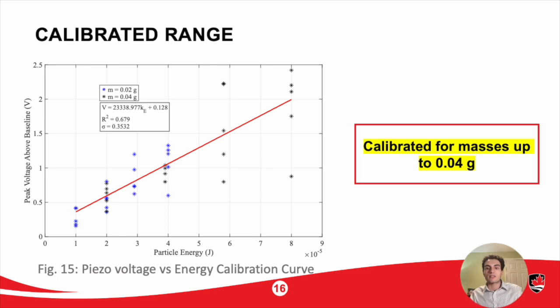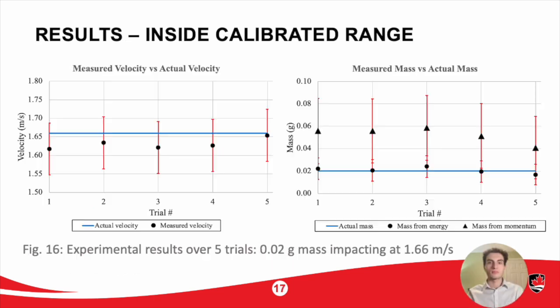And so we have some results. This is just the graph from earlier. I just wanted to reiterate, this is for a calibrated range. I've calibrated up to masses of 4 grams, or 0.04 grams. So the first set of results are from within the calibrated range. I took a 0.2 gram particle and I dropped it from 14 centimeters above the piezoelectric disc. And I recorded the corresponding mass and velocity estimates based off of that. So on the left are the velocity measurements.